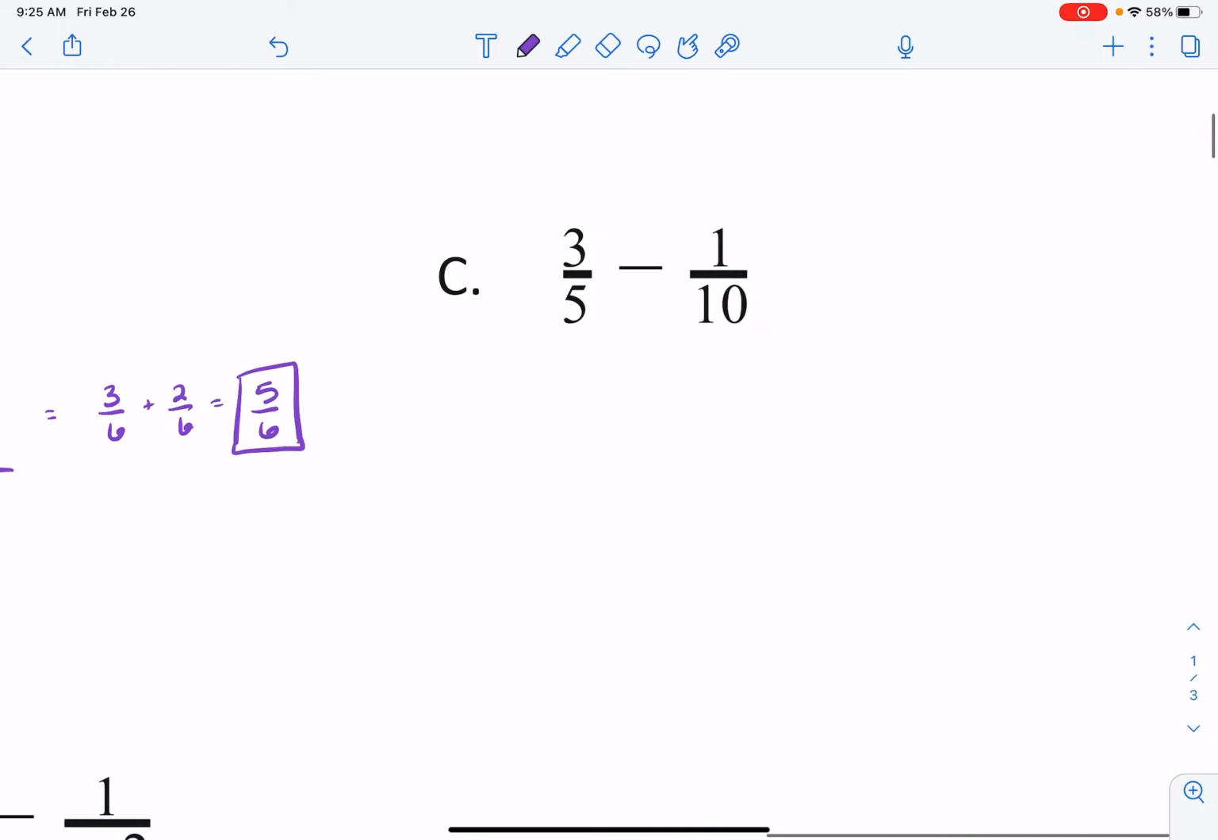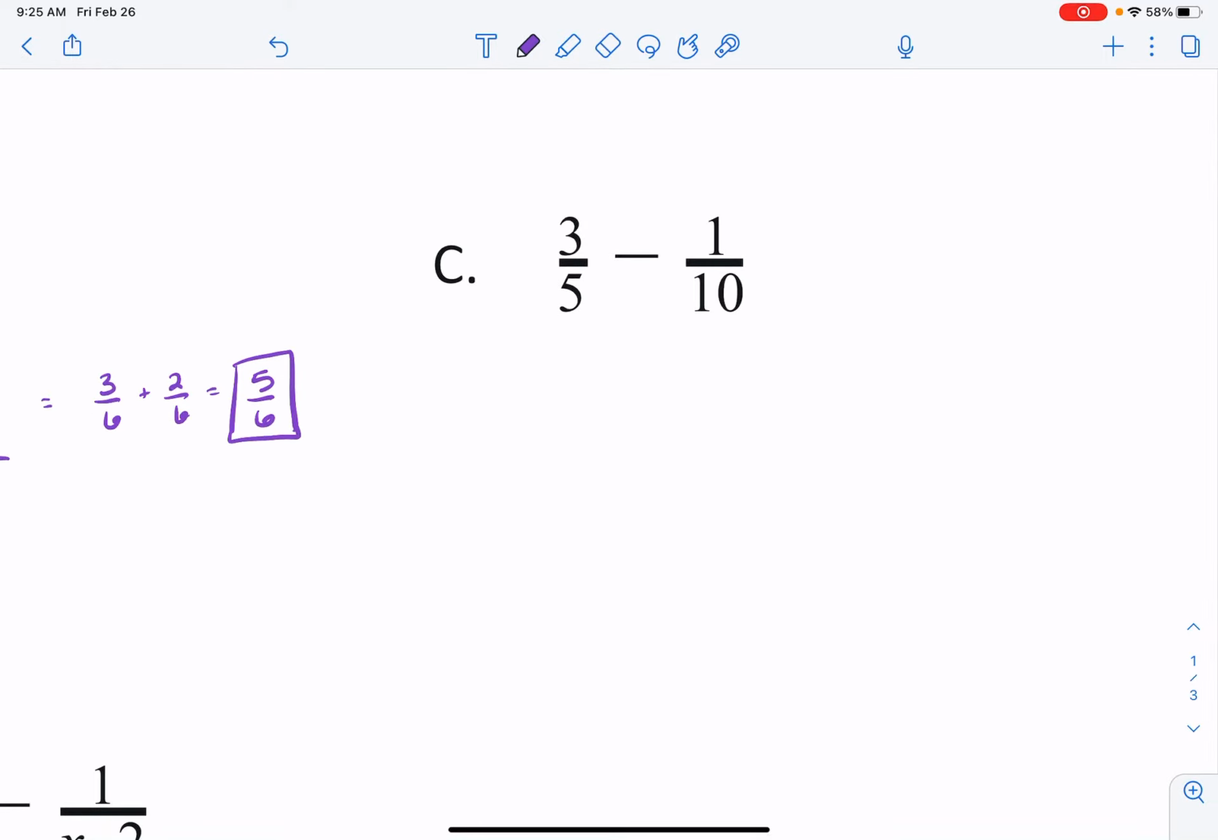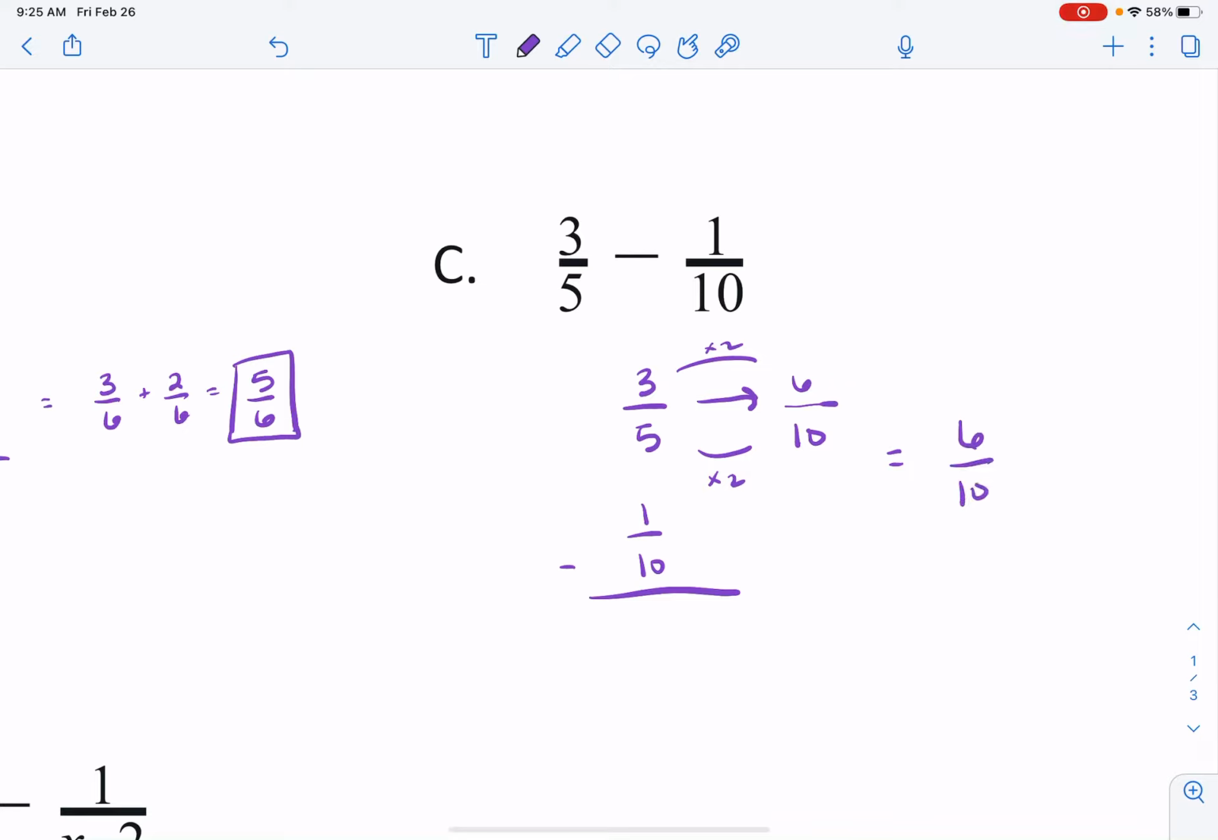All right, for C, we've got 3/5 minus 1/10. So same idea, but it is minus. So I do know that 5 could be changed to have a denominator of 10 by just timesing by 2. So now they technically do have the same, so I can just leave this as 6/10 minus 1/10, which gives me 5/10, which could also be simplified to be a 1/2.